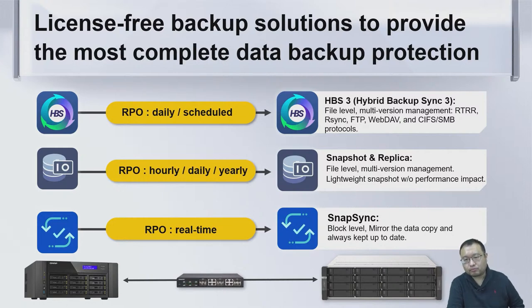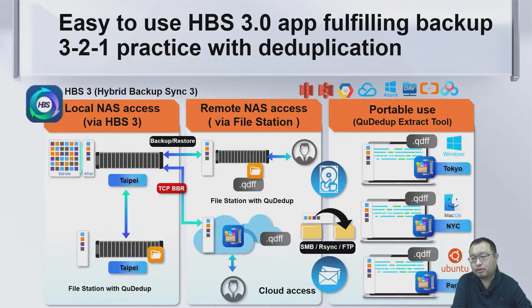Okay. Also, we have recently launched SnapSync, which is a real-time backup of the data, a one-by-one mirror. Let's take a look at it one by one, okay? So with Hybrid Backup Sync, as you can see from the picture, it can back up the data from the NAS to an external enclosure, or from one folder on a NAS to another folder in different locations. Or you can back up to a different NAS in a remote area.